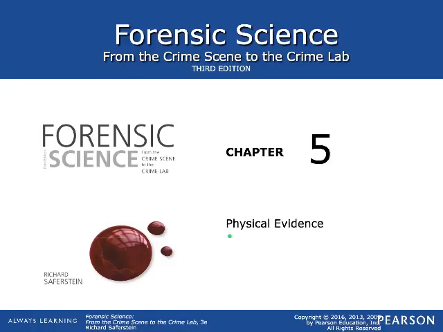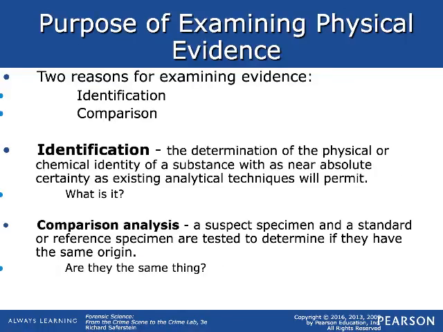Okay, now Chapter 5 is physical evidence. Okay, so the purpose of examining physical evidence. There are 2 reasons for looking at evidence. One is identification, so you want to match it to somebody. Or 2 is to compare it and try to hook it up with something. Identification is defined as the determination of the physical or chemical identity of a substance with as near absolute certainty as existing analytical techniques will permit. So you're trying to figure out what it is.